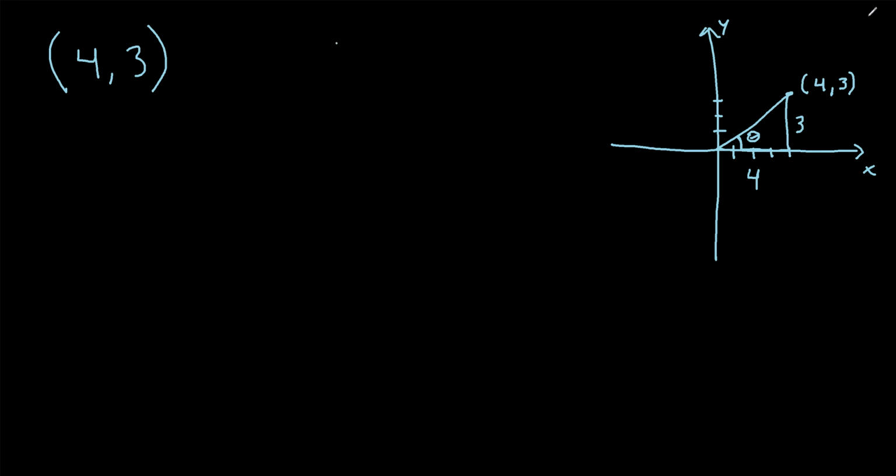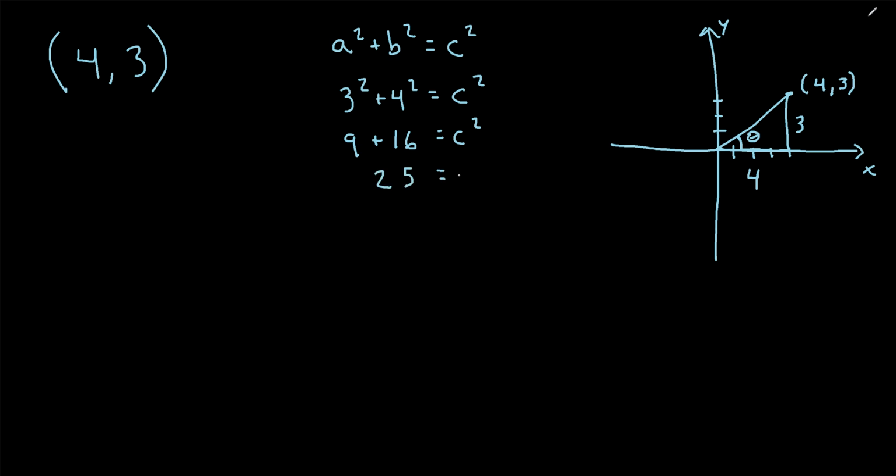Well, we can use the Pythagorean theorem, which says a squared plus b squared is equal to c squared, where c is our hypotenuse. So we know the a squared and the b squared, that's 3 and 4. So let's fill that in our formula. 3 squared plus 4 squared is equal to c squared. So 3 squared, that's 9. 4 squared is 16. So 9 plus 16 is equal to c squared. So 9 plus 16, that's 25. 25 is equal to c squared.